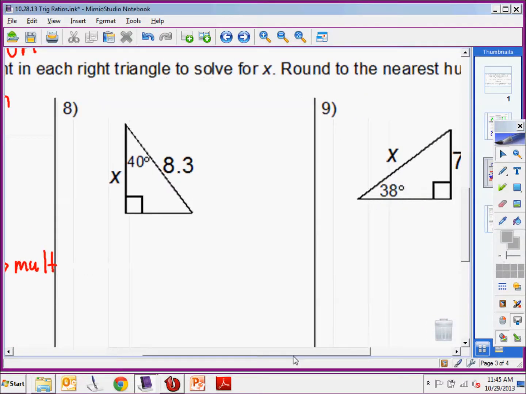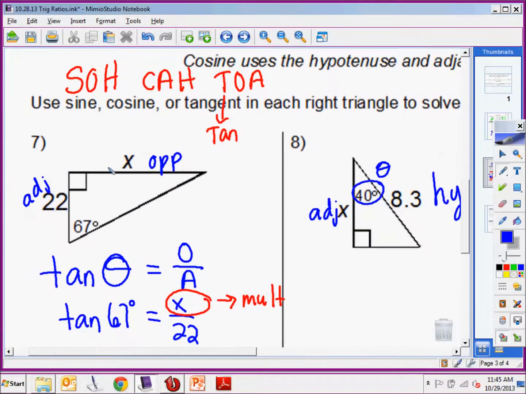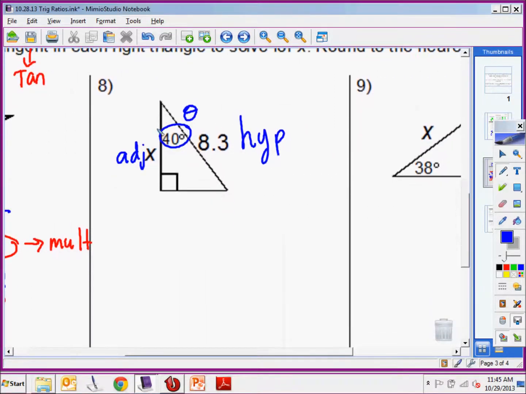All right, let's label what we have. So we have our hypotenuse and our angle, so we have theta, and our adjacent. So out of our SOHCAHTOA, which one are we dealing with? Cosine. We're dealing with cosine, adjacent over hypotenuse. So cosine of theta equals A over H.